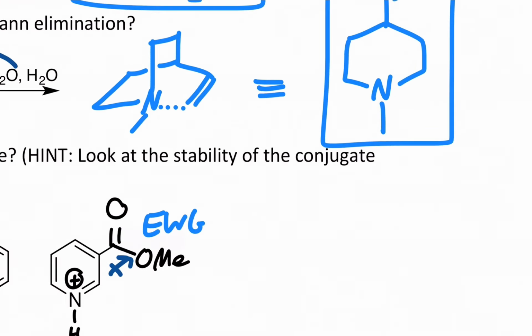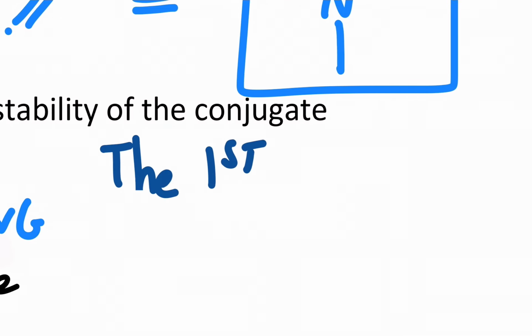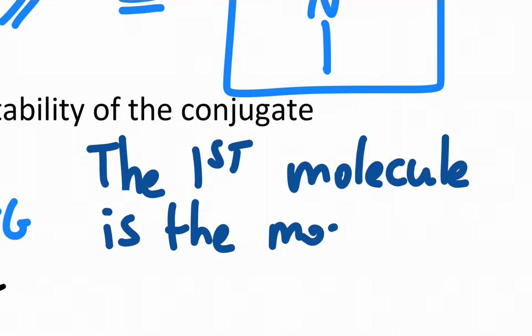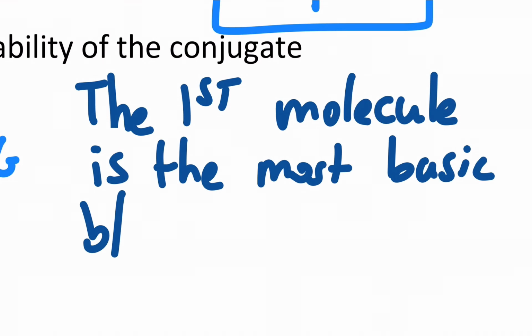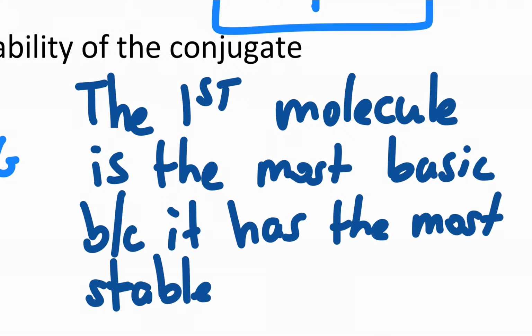The first molecule is the most basic because it has the most stable conjugate acid.